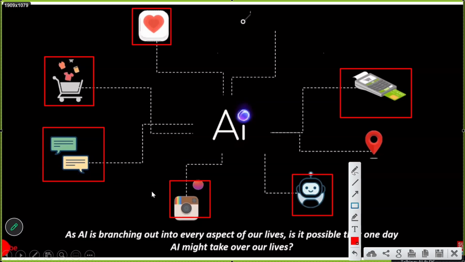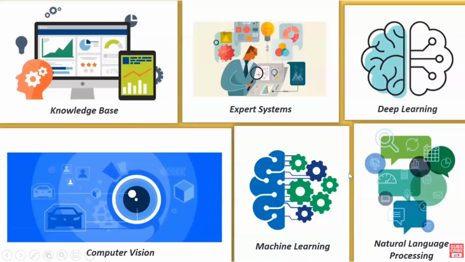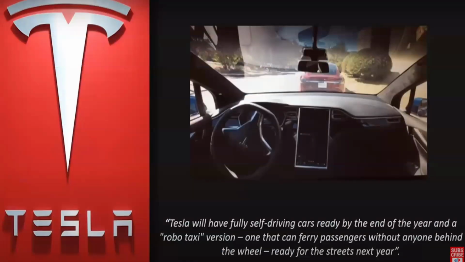It is possible that AI may take our lives. We don't know whether this will happen or not, but it is a myth that one day AI will take our lives or something like that. So these are the practical examples of how companies are using artificial intelligence, guys. So that is what the scenario is.